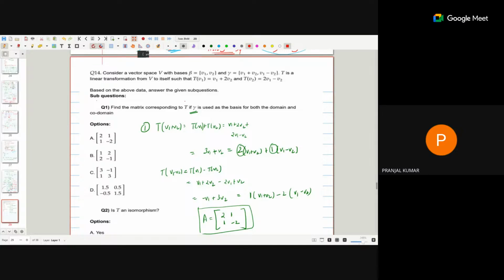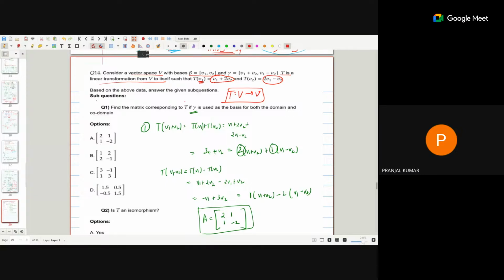Now see, consider a vector space V with bases beta and gamma. Now T is a linear transformation from V to itself. So T is from V to V. It is written here such that T of V1 is equal to this. So this is the image of V1 and this is the image of V2. Are you getting this?